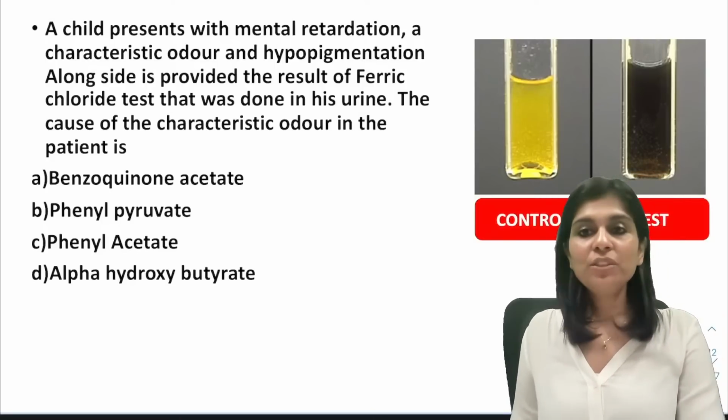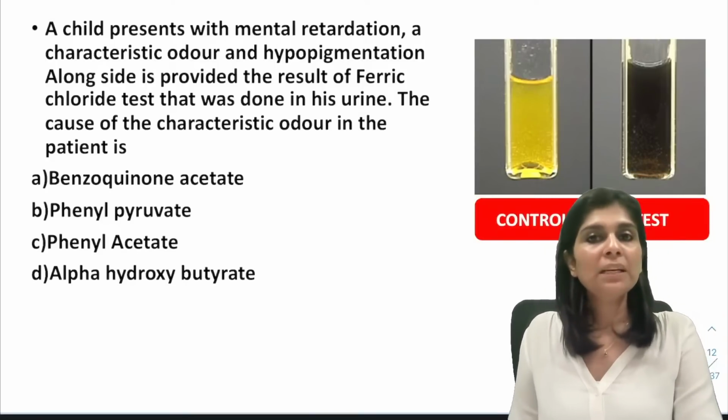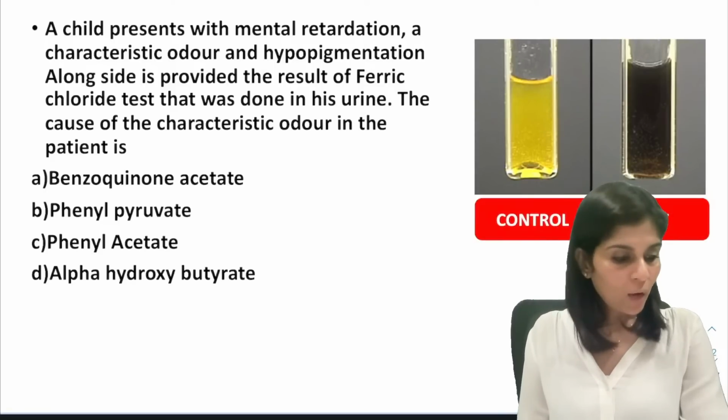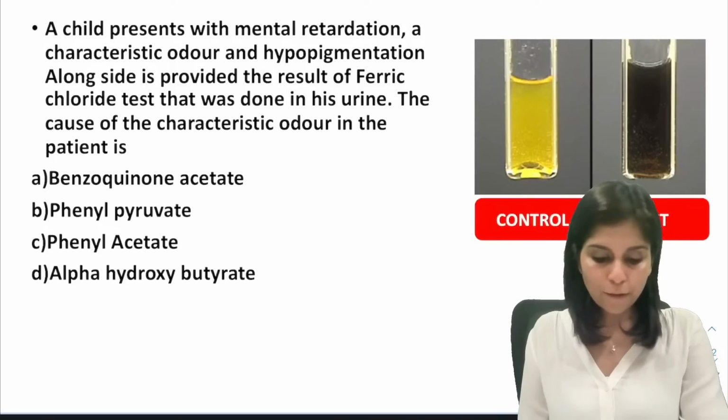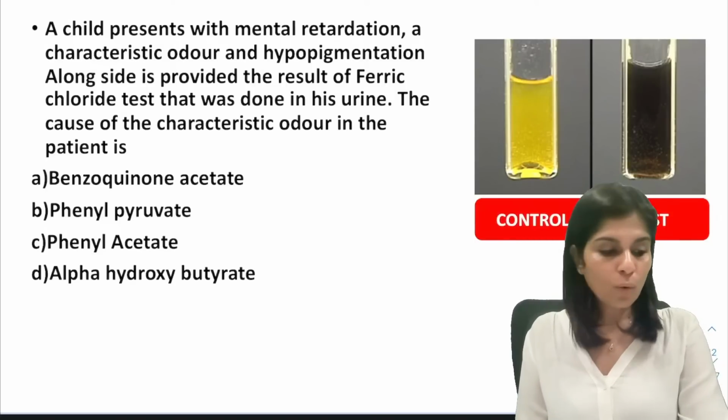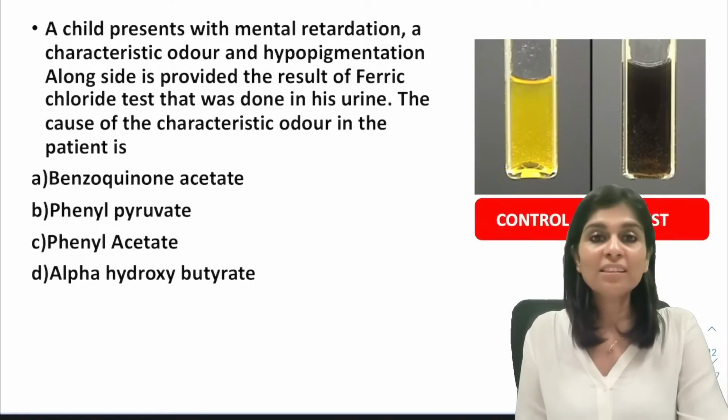So this is the first MCQ for today evening. A child presents with mental retardation, a characteristic odor and hypopigmentation. Alongside is provided the result of ferric chloride test that was done in his urine. The cause of the characteristic odor in the patient is. Can you all answer this question?